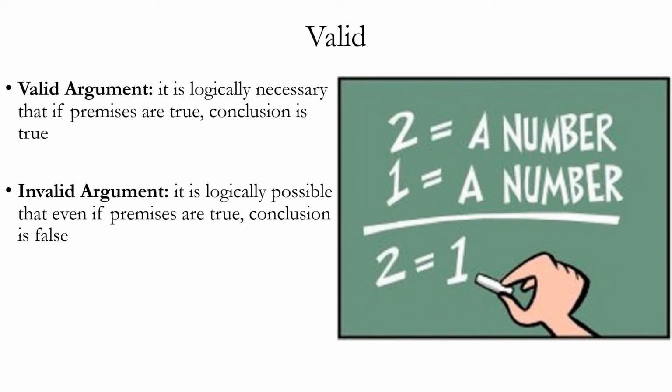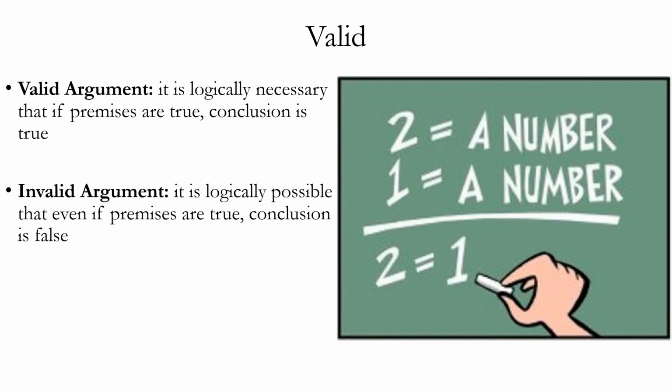You can see in the picture on the right, we have an invalid argument. 2 is a number, 1 is a number, therefore 2 is 1. In this case, we're using the equal sign to mean the verb is, but the equal sign is being used in two different meanings or senses in the premises versus the conclusion. In the premises, the equal sign is indicating what's called the is of predication in logic, where you say 2 is a number, you're saying 2 is not identical to the concept of number, but rather that it's a member of the set of numbers.